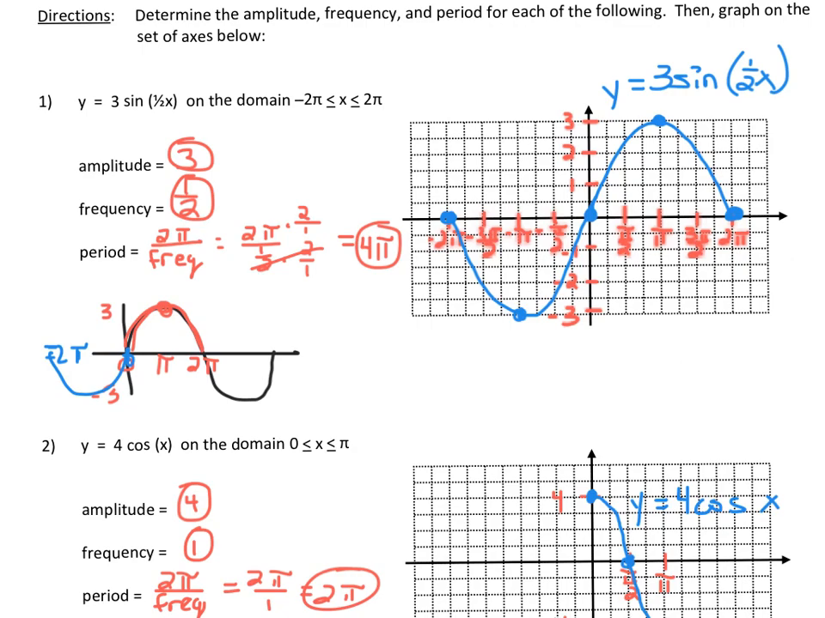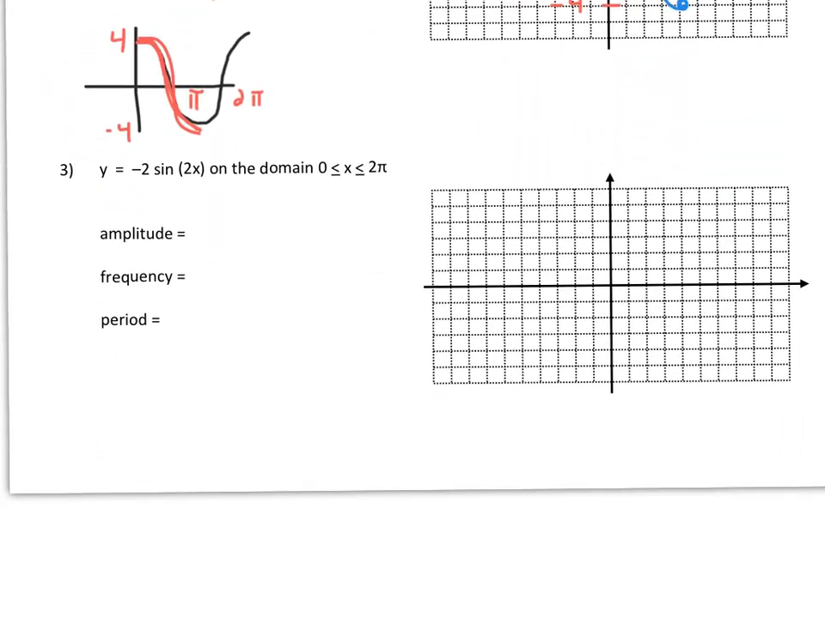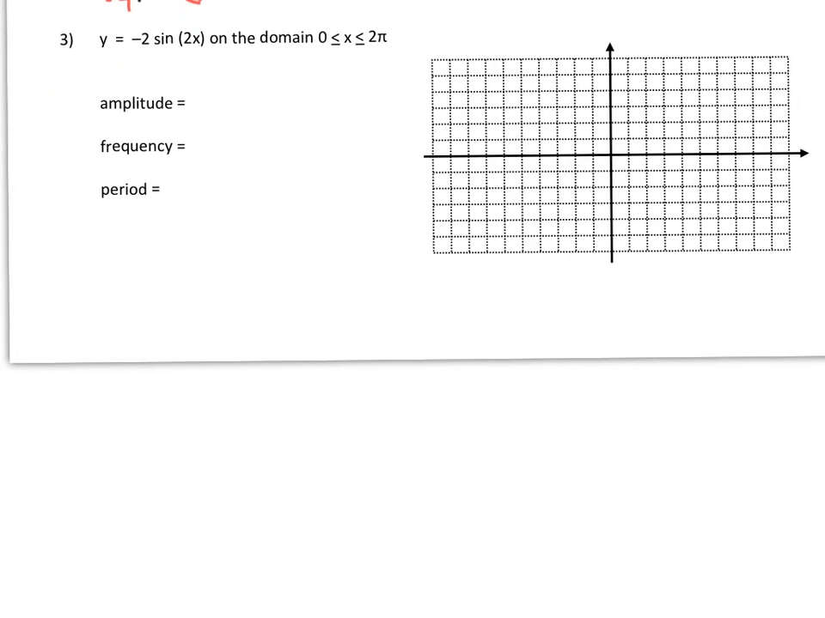Okay, and we are finally on number 3. So why don't you hit pause, write down what the amplitude, frequency, and period is, and then see how you did.